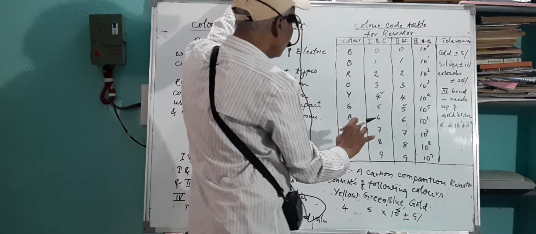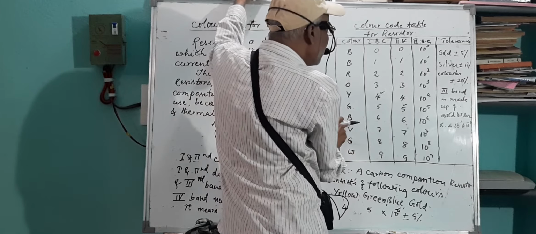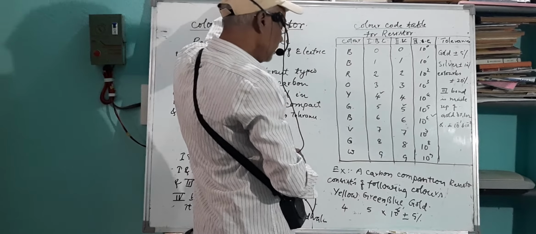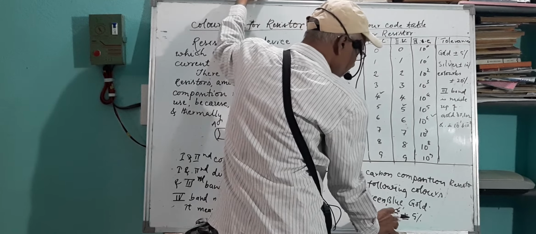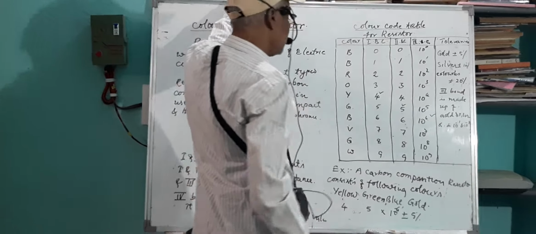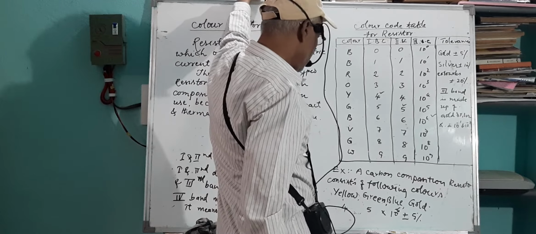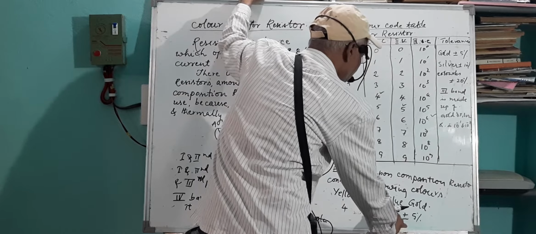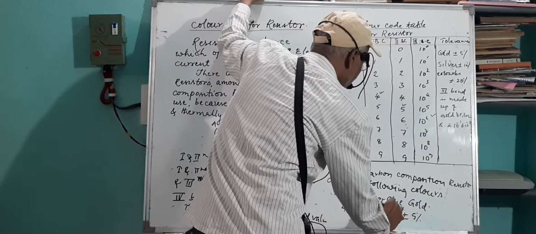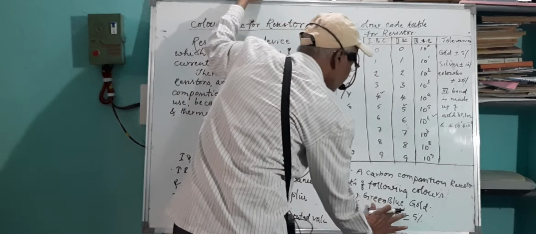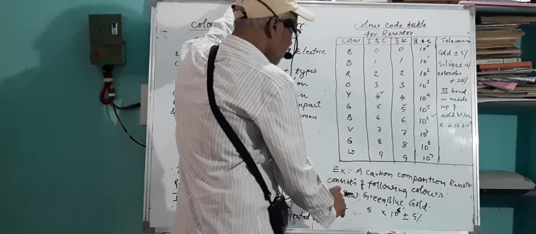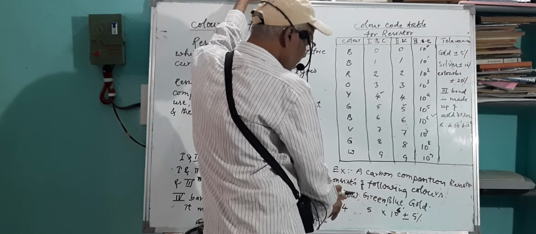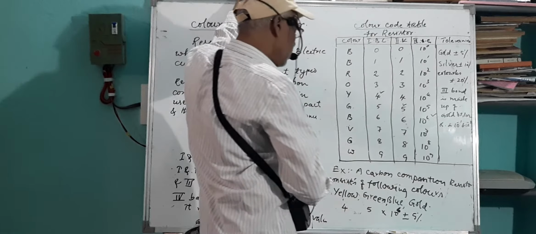As you know, this represents blue, so the multiplier is 10 to the power 6. So now you have seen one example: a carbon composition resistor consists of the following colors: yellow, green, blue and gold.